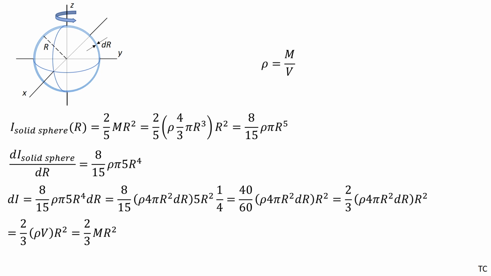But from there, we can write rho V as mass. So dI is 2/3 mr squared, and that dI is the moment of inertia of the spherical shell. So the moment of inertia of a spherical shell, where the axis of rotation is through its center, is 2/3 mr squared. I hope that you enjoyed the video, and thank you for watching it.